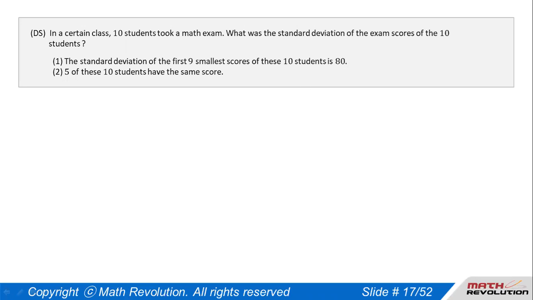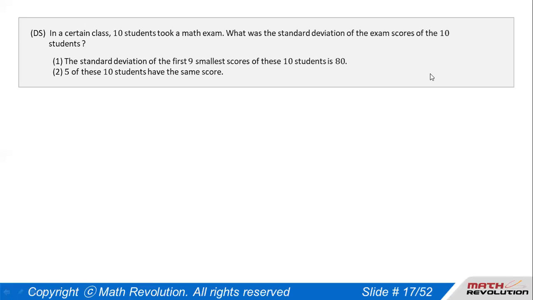And on the basis of those, we can definitely find a way to mark our possible answers as A, B, C, D, or E. So let's go ahead and talk about the same. In a certain class, 10 students took a math exam. So I have a total data of 10. That is one number I've got. What was the standard deviation of the exam scores of the 10 students?